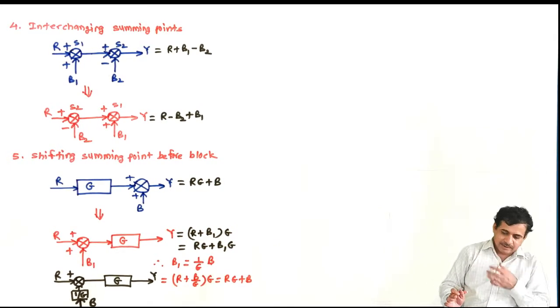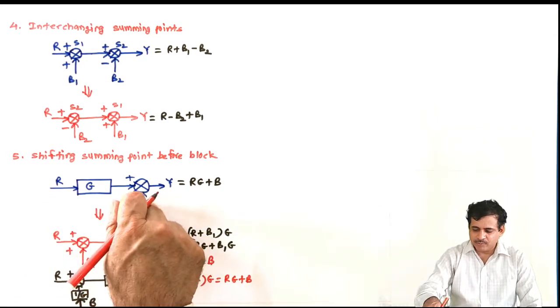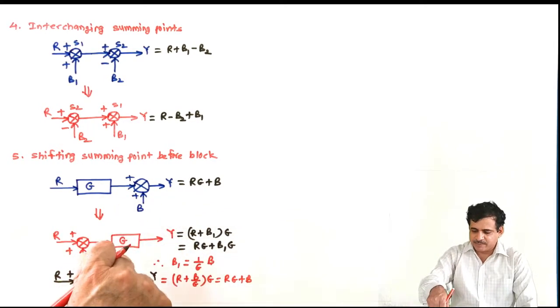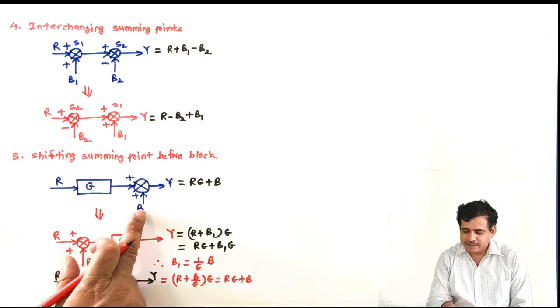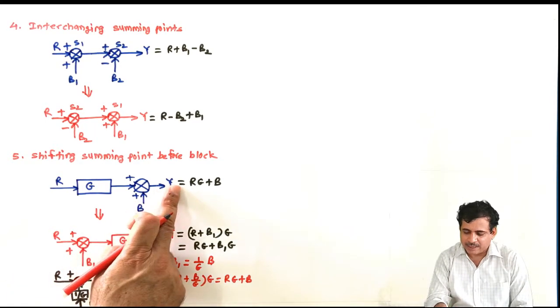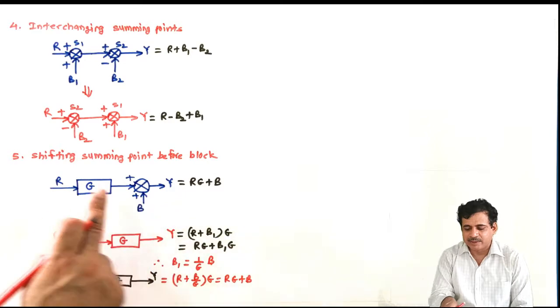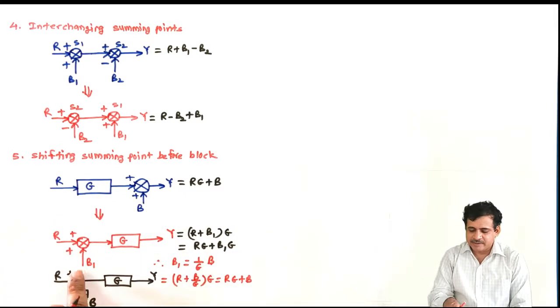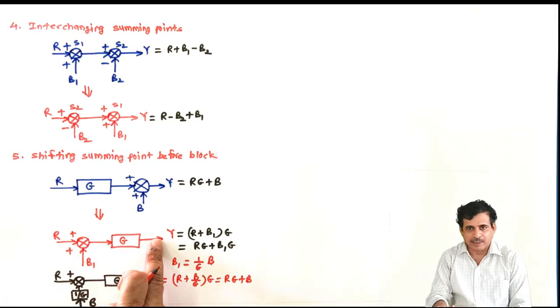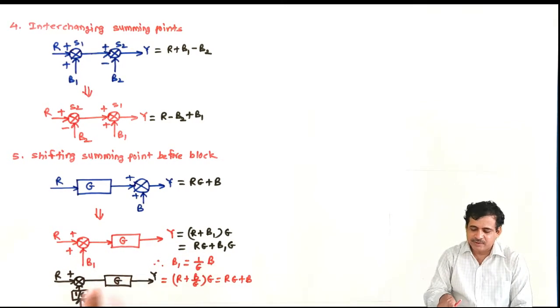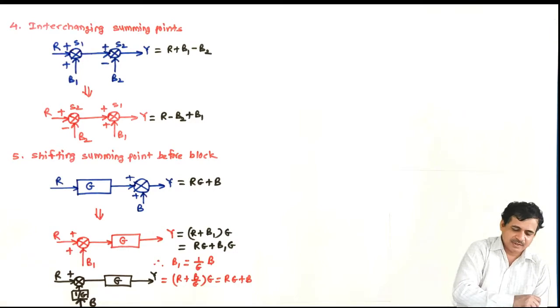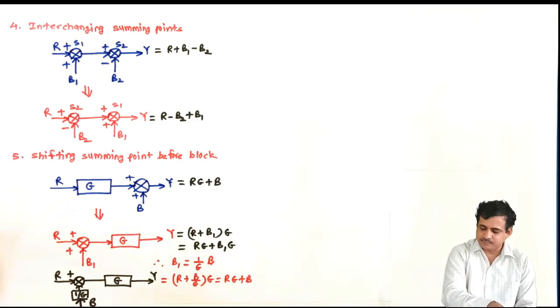So what is happening? Whenever you shift it here, you have to multiply this signal by the reciprocal of this block. Because while moving this B to Y, it was not getting multiplied with G, but here it is getting multiplied with G in the path. So we have to divide by G, so that 1 by G into G will maintain the signal. So this was rule number 5.